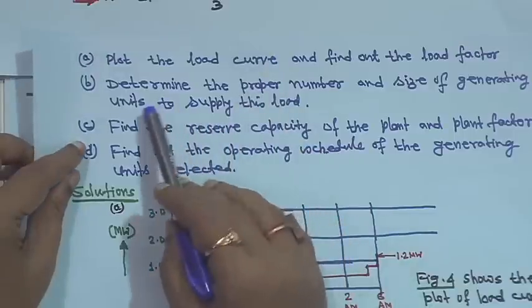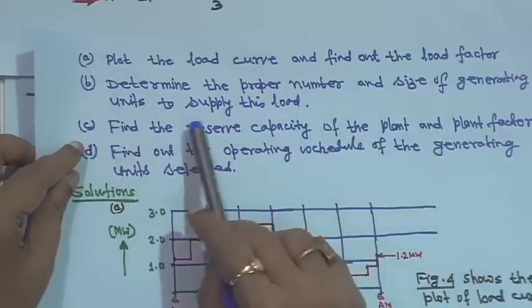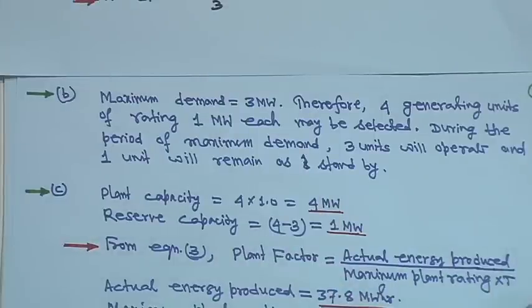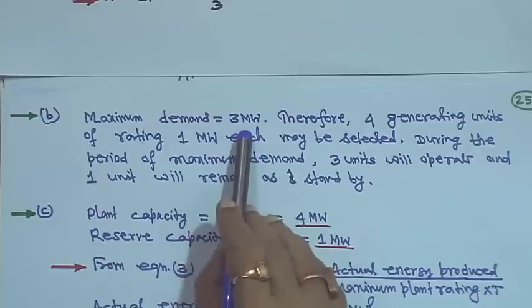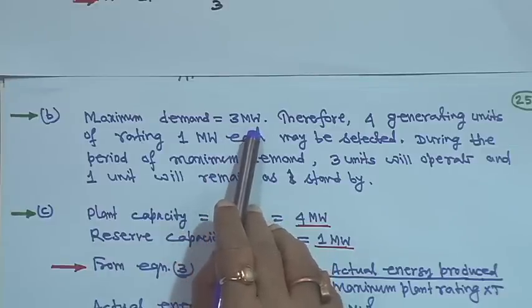So the second point, B, is that you have to determine the proper number and size of generating units to supply this load. In this case, the maximum demand is 3 megawatt, and that means you have to supply this 3 megawatts of power.